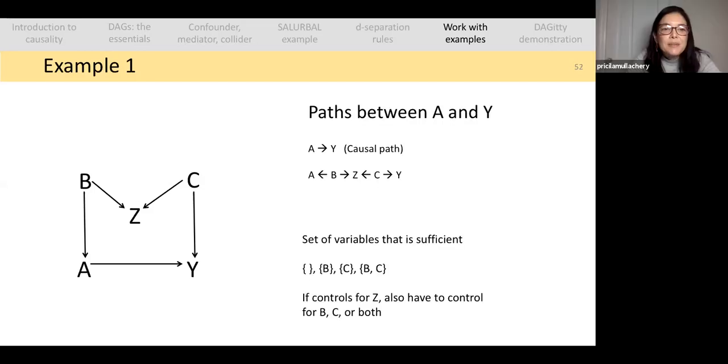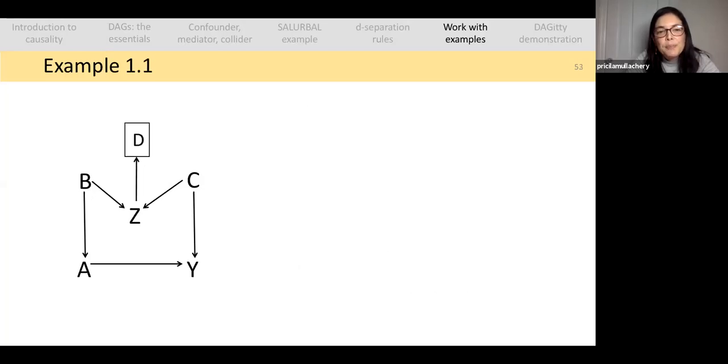And that's the same thing as this one. It's just to remind you that if Z has a descendant and you adjust for that descendant, you also open that path. So you need to additionally adjust on B, C, or both in order to close that path again. So that's the same thing as this, but it's just you adjusting on the descendant of a collider.